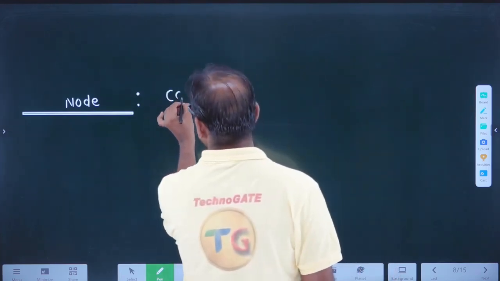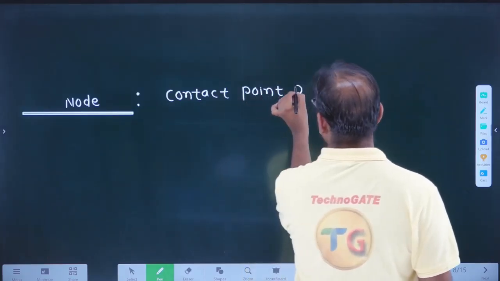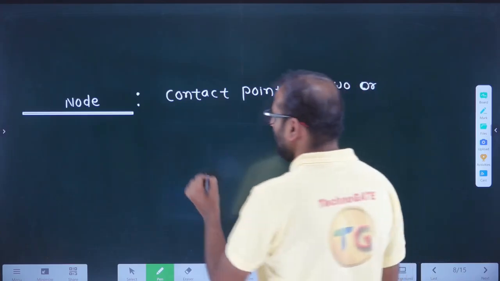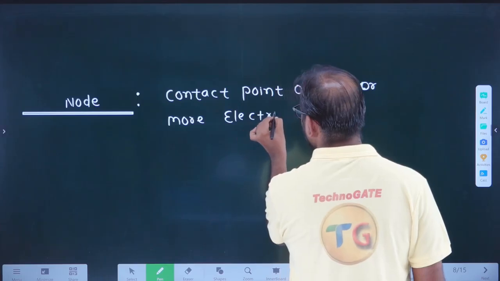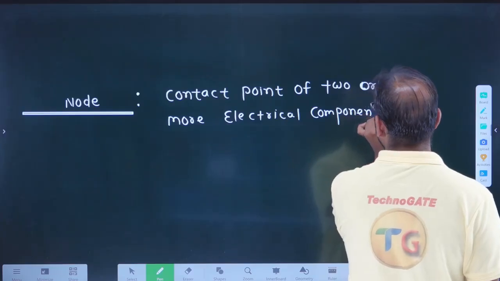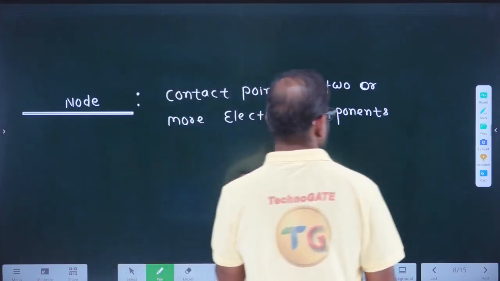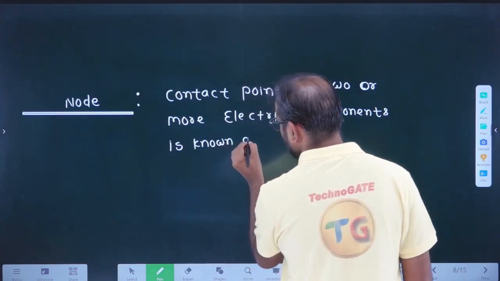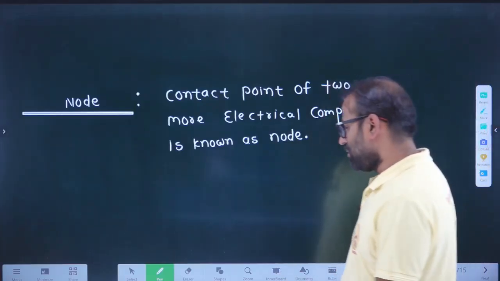The contact point of two or more electrical components is known as node.